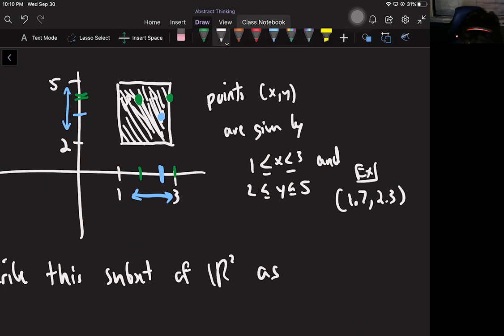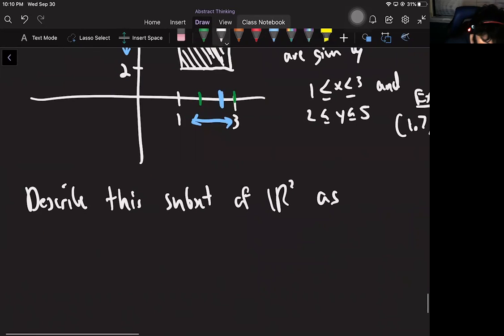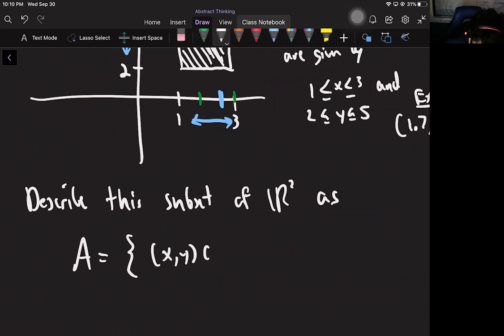So that's just a little mini example. Okay, so now let's write down the subset. And we'll see something interesting. So it's the set of points on the plane. So this time I'll write it like this.